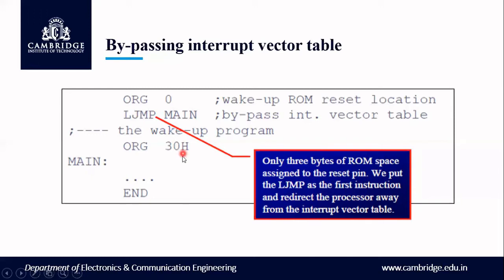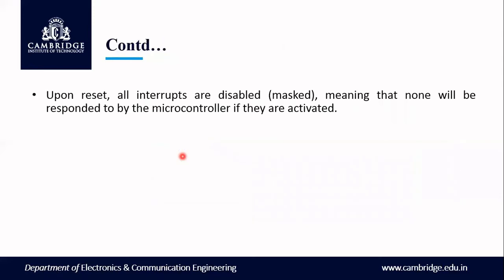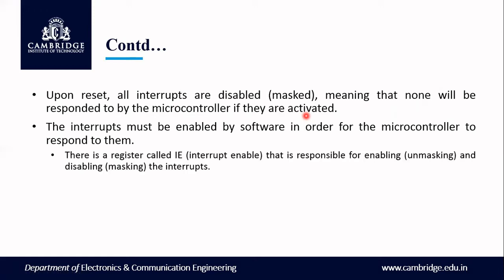then go to the main program, starting from at least 30H. Next, we need to understand that upon reset all the interrupts are disabled, meaning that none will be responded to by the microcontroller if they are activated. The interrupts must be enabled by the software in order for the microcontroller to respond to them. There is a register called IE that is responsible for enabling and disabling the interrupts. This is very important.